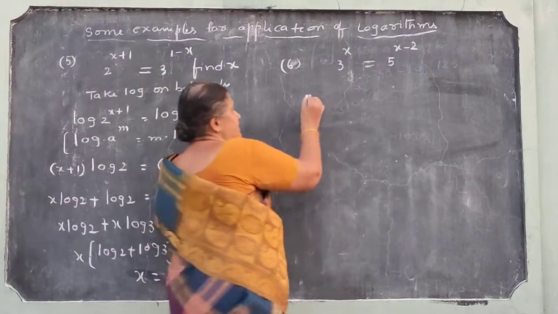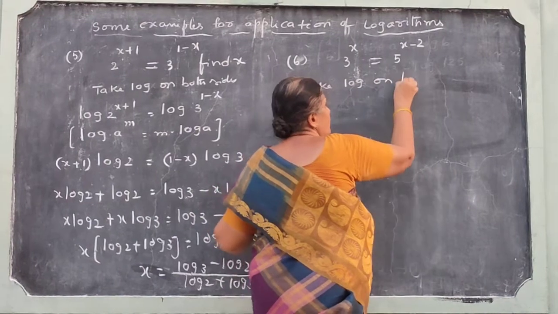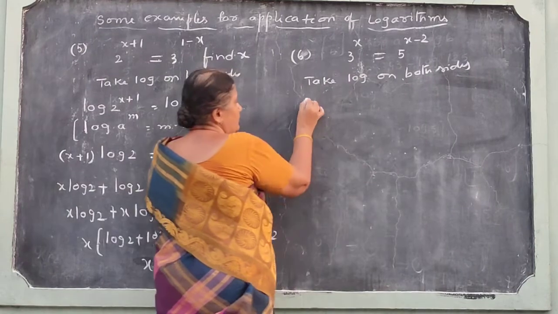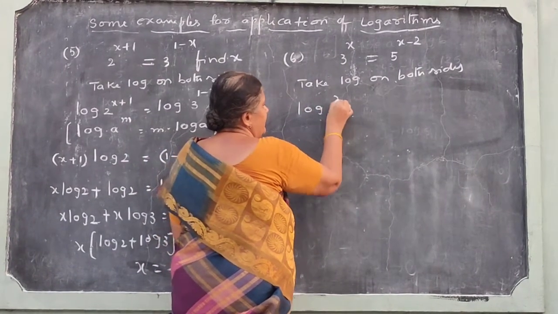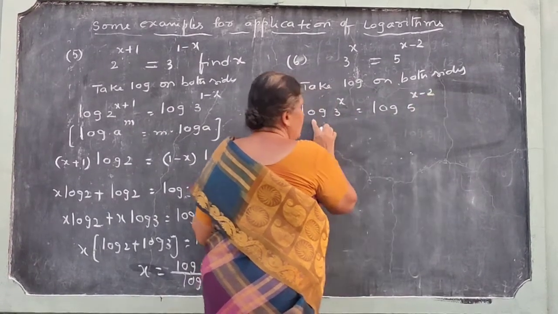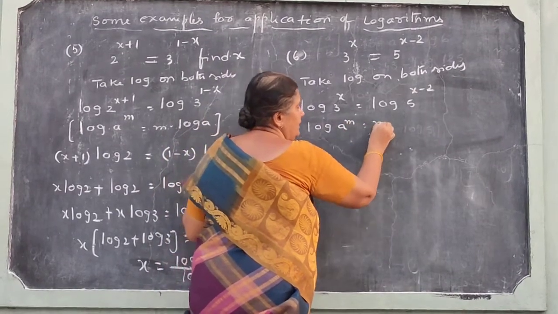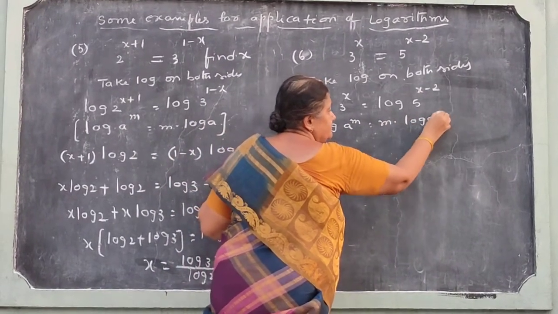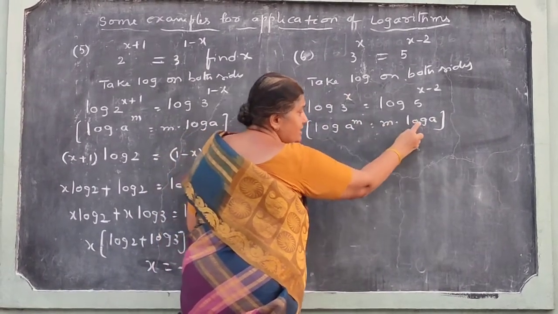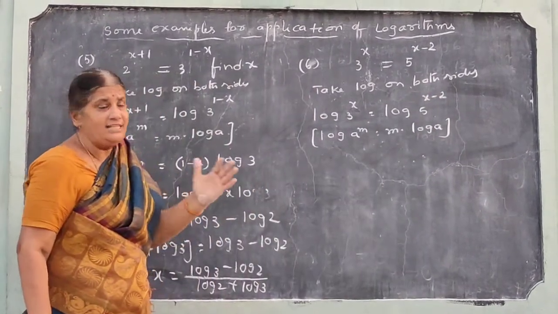Take log on both sides. So before, you must put log 3 power x is equal to log 5 power x minus 2. Both LHS and RHS are in the model of log a power m. The formula is m into log a. So in LHS, a means 3, m means x. In RHS, a means 5, m means x minus 2. So apply the formula for both LHS and RHS.